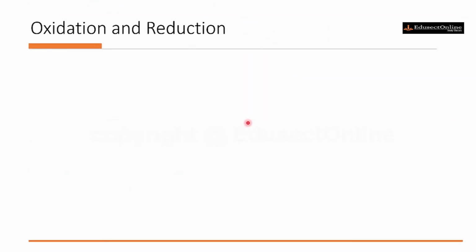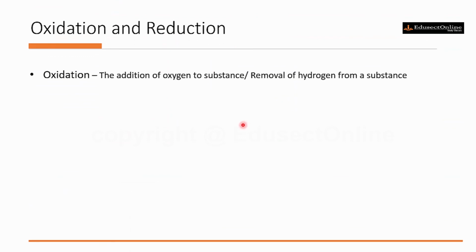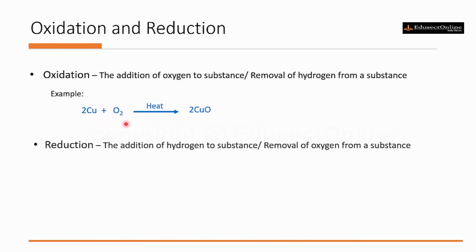Next is oxidation and reduction. What is oxidation? Oxidation means addition of oxygen to a substance or removal of hydrogen from a substance. For example, copper reacts with oxygen in the presence of heat to produce copper oxide. Here the oxygen is added to this copper. That means it's an oxidation reaction.